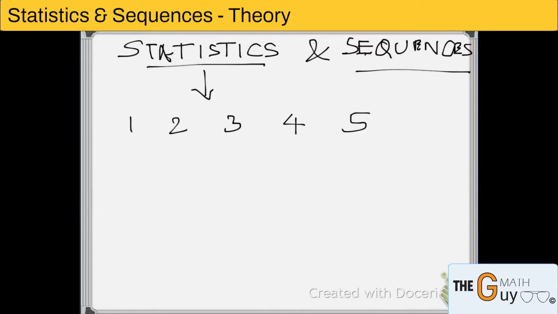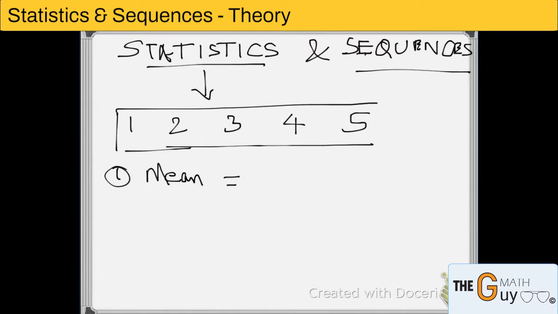Now, the first thing you need to be able to do is calculate the mean, or the arithmetic mean, or the average. How do you calculate that? Very straightforward. You add up all the items in the given list, so that you get the total sum, and you divide by the number of terms there are. So in this case, you'll do 1 plus 2 plus 3 plus 4 plus 5, divide by 5, and you'll get the arithmetic mean. Great.